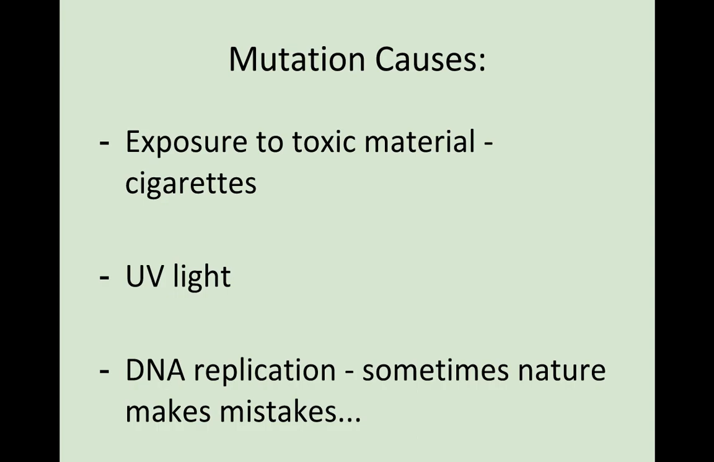Some of the causes: exposure to toxic material like cigarettes. The carcinogens in there can affect the DNA in cells, and if they do, that mutation can get spread through other cells as the cells replicate. UV light: it's very important, of course, to wear your sunscreen and not overexpose yourself to the sun, because UV rays from the sun can damage DNA, and that's how skin cancer would happen. And sometimes, just in DNA replication, nature makes mistakes, and sometimes those mistakes are beneficial, sometimes they're harmful, sometimes they have no impact on the organism.